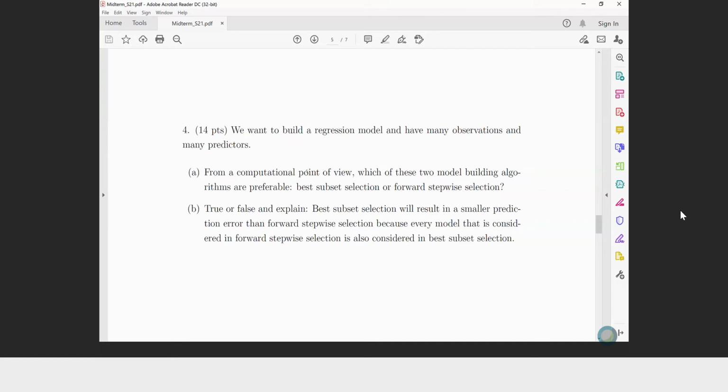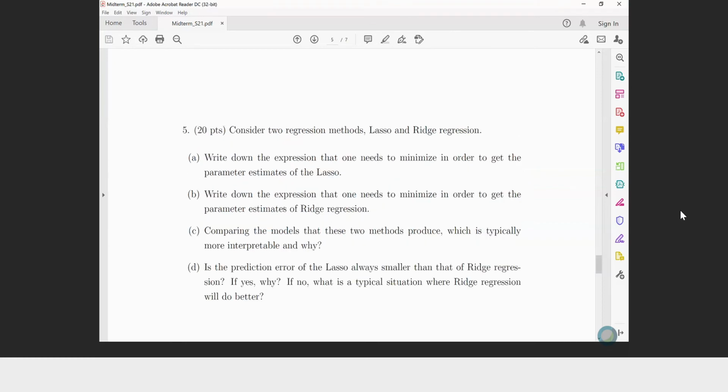So that just means best subset selection will not necessarily result in a small prediction error, even though it certainly considers many more models than forward stepwise selection. Did you get it? Okay, then we can take a look at question 5.